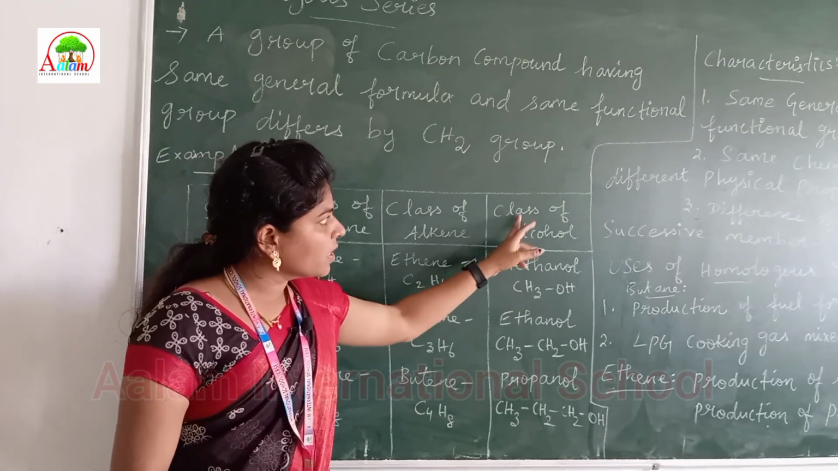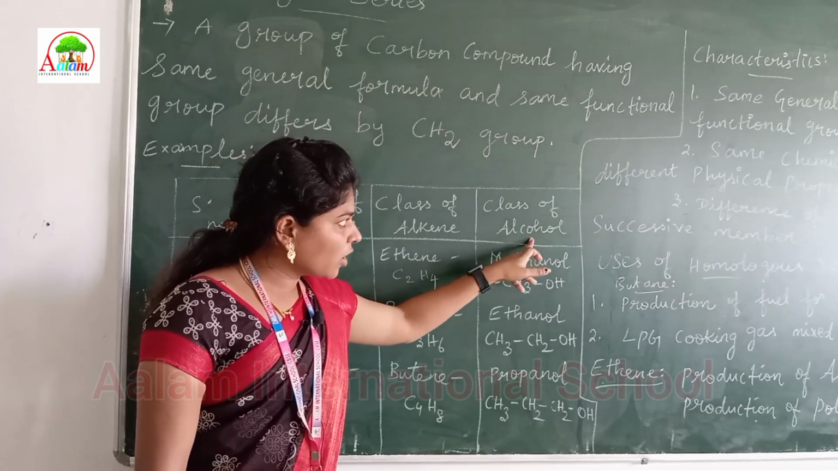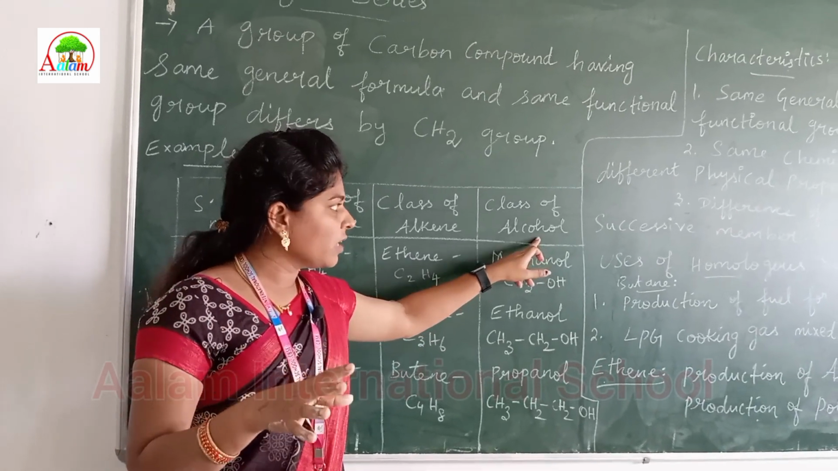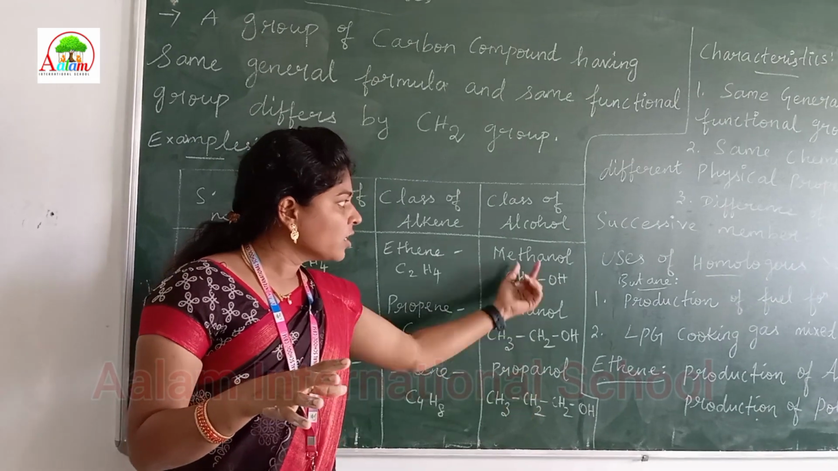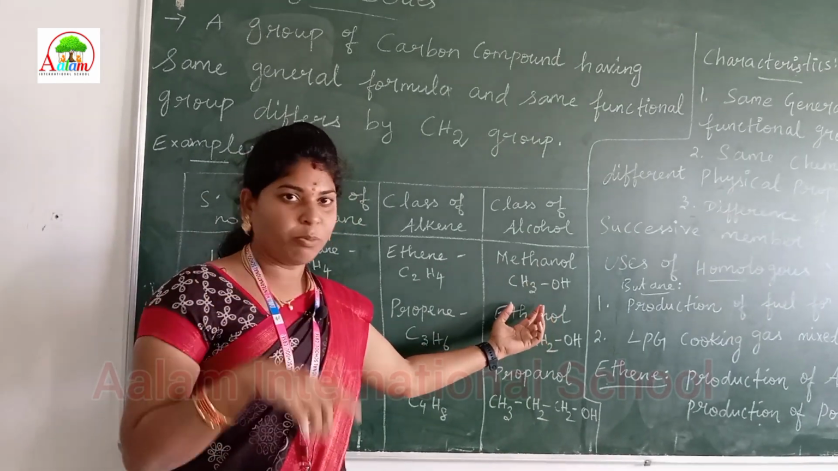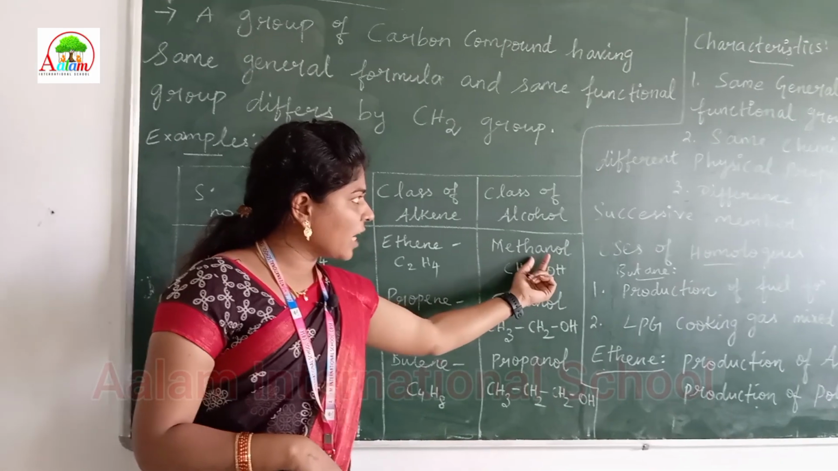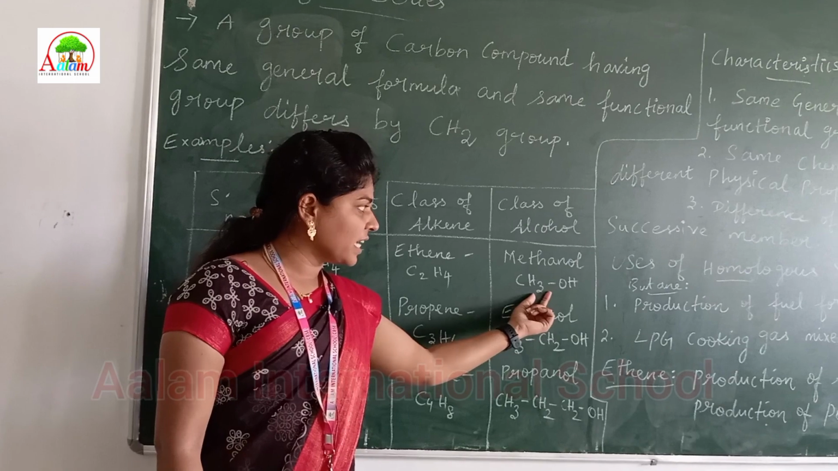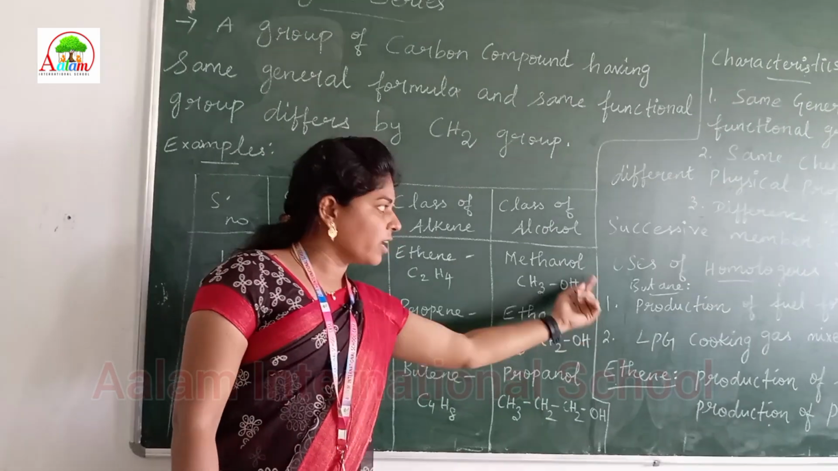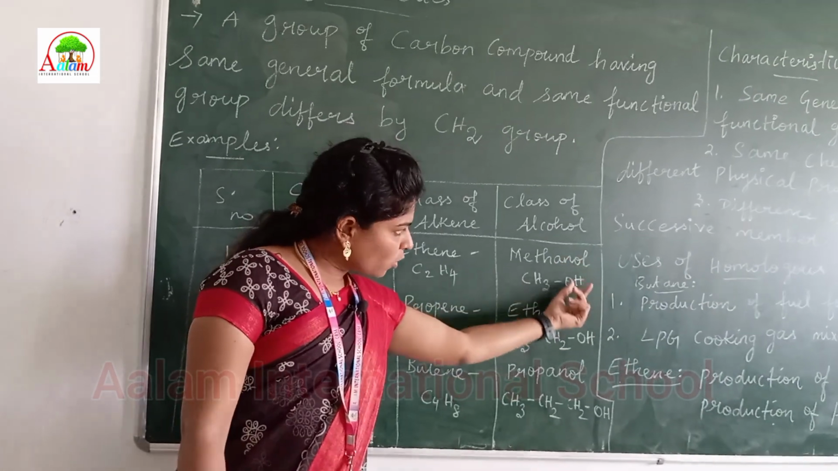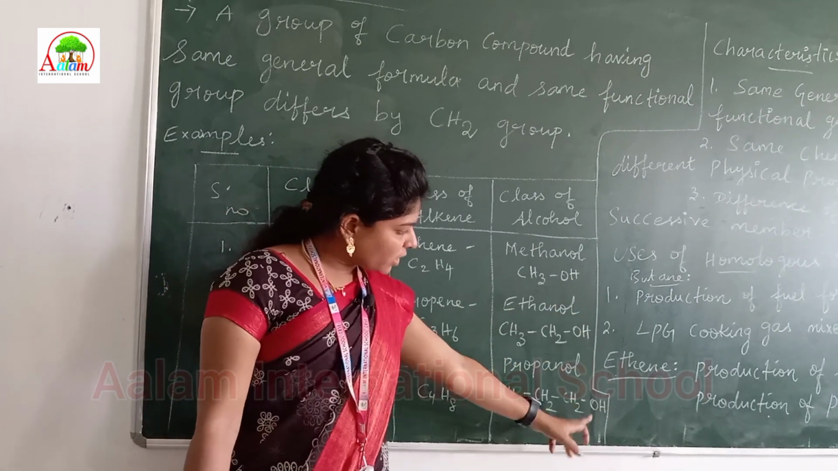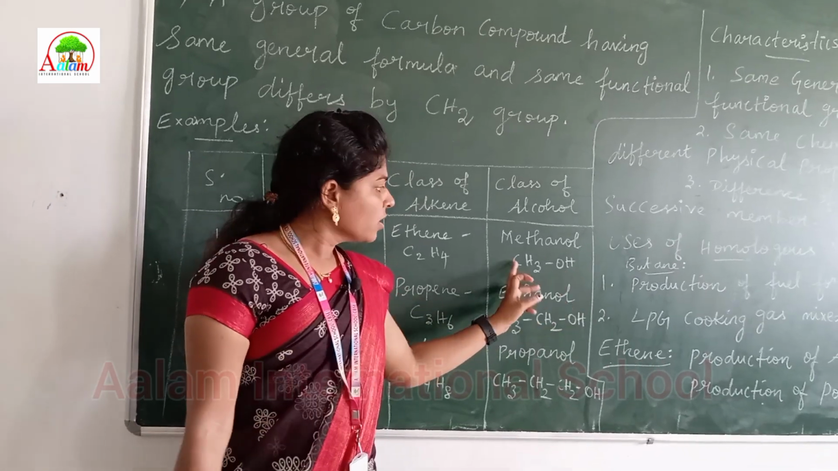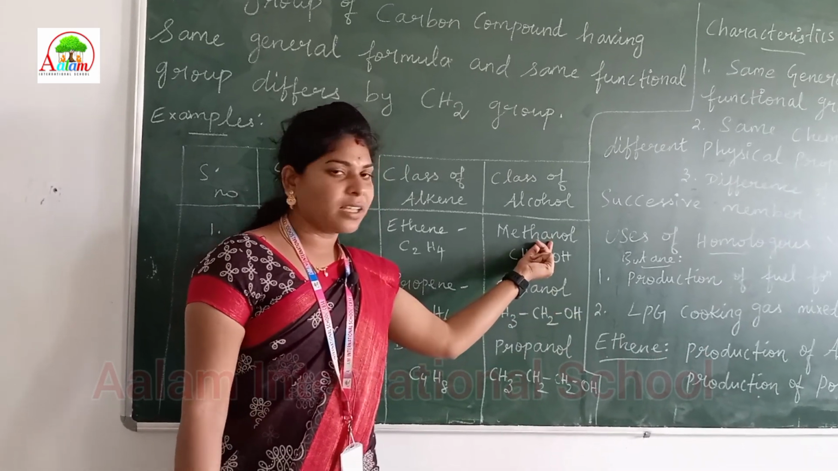The third example is the class of alcohol. Alcohol also has a formula, and it has a functional group. From that functional group these examples are derived. How to name the organic compound, I told you in the previous video. The first member of alcohol is methanol, with molecular formula CH3OH. This OH represents the functional group. Look at the examples: all these organic compounds have an OH group, and this OH represents the functional group. So CH3OH is named methanol.